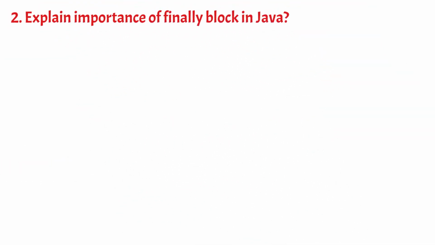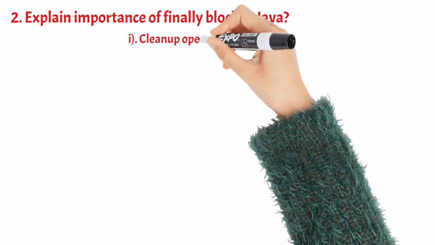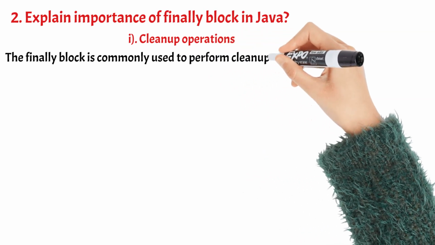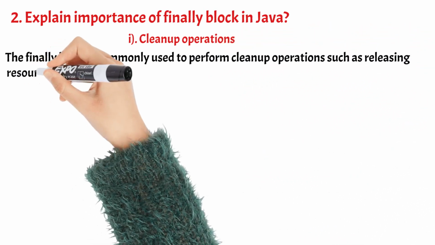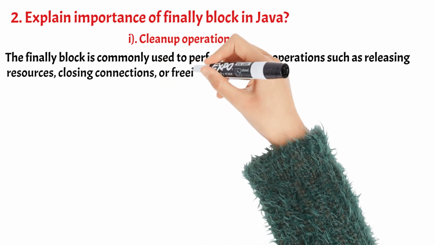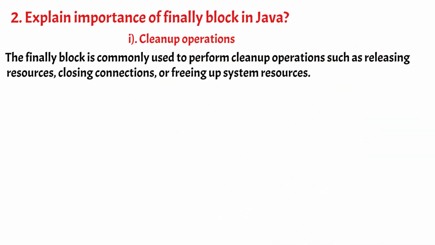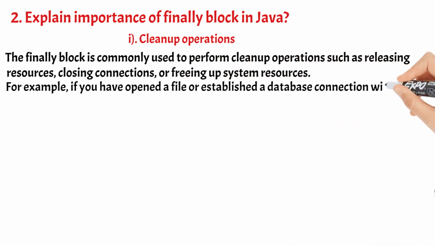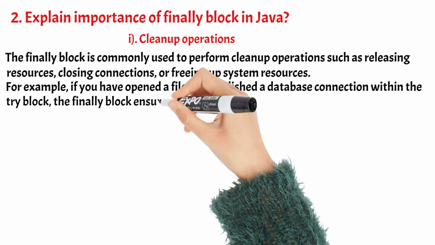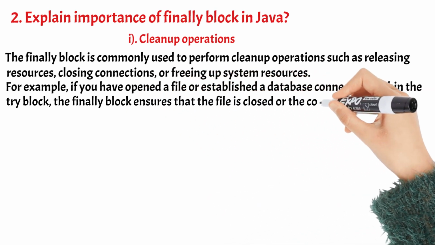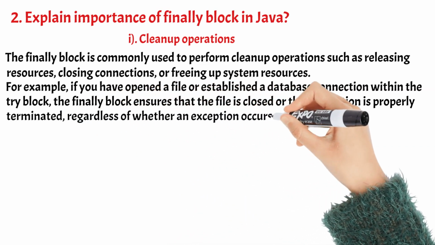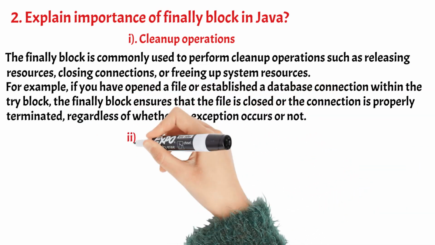2. Explain importance of finally block in Java. 1. Cleanup operations. The finally block is commonly used to perform cleanup operations such as releasing resources, closing connections, or freeing up system resources. For example, if you have opened a file or established a database connection within the try block, the finally block ensures that the file is closed or the connection is properly terminated, regardless of whether an exception occurs or not.